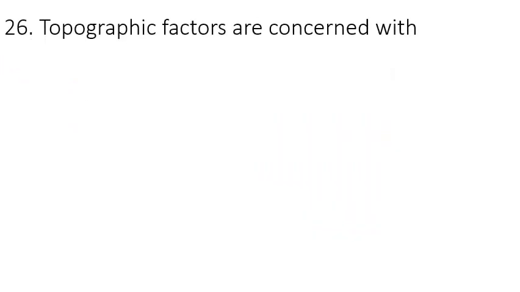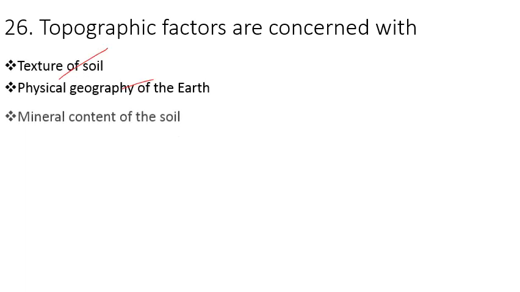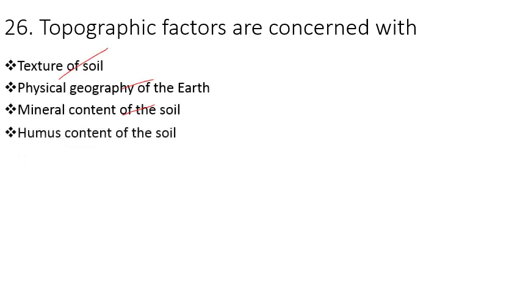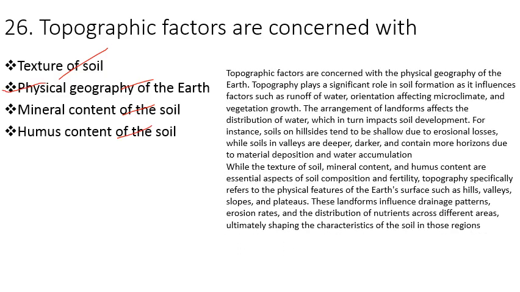Next question, topography factors are concerned with. Our options are texture of soil, physical geography of earth, mineral content of the soil, or humus content of the soil. So its right answer is physical geography of the earth. So topography factors are concerned with physical geography of earth.